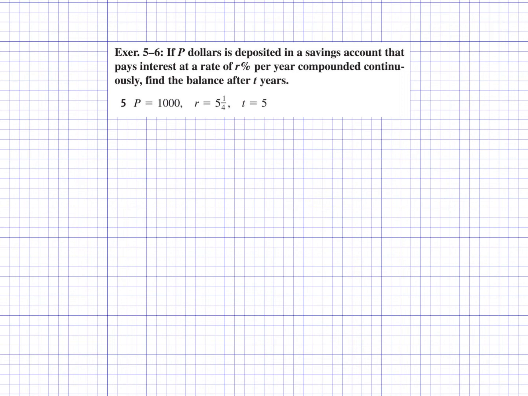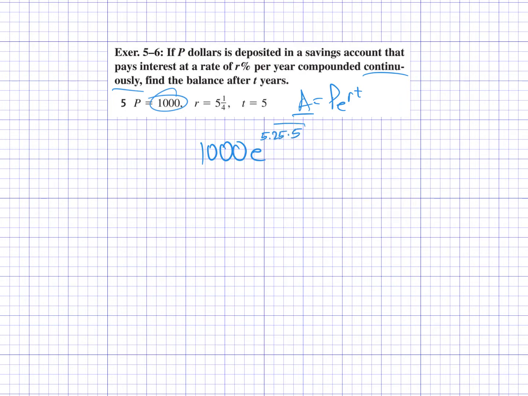Okay. Now, we are depositing $1,000, and we're compounding it continuously, so we need to use the PERT function. Okay, so A is your total amount. What do we get after we're done with all this? So P is what you start with, what you invest. All right, e is 2.71, and r is 5 1/4, or 5.25, and t is 5 years.